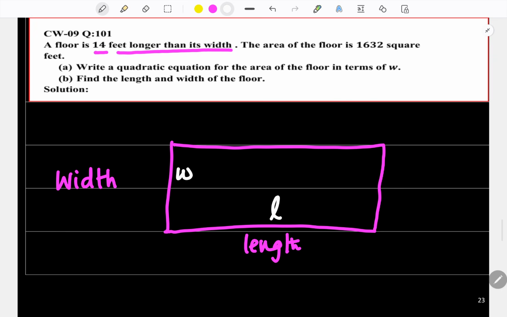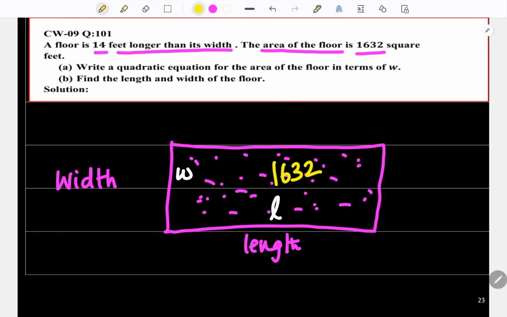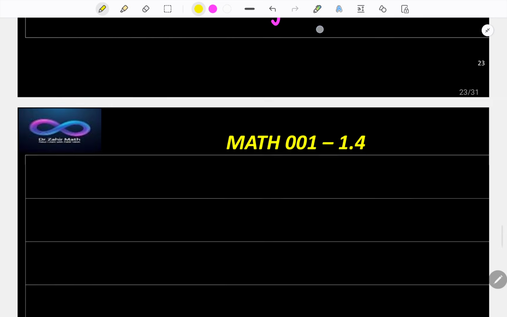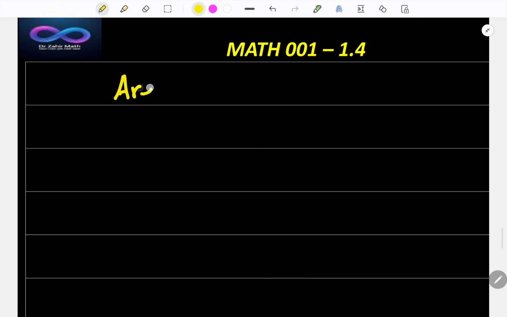Right. The area of the floor is how much? The area of the floor is 1632. So it means this is the area, right? Inside is what? Area. How much is the area? The area is 1632. The floor looks like what? A rectangle, right? So what is the area of the rectangle? You know very well.